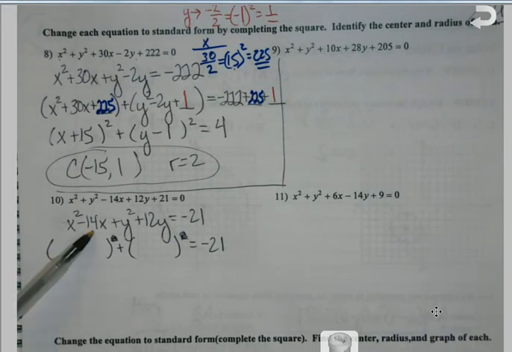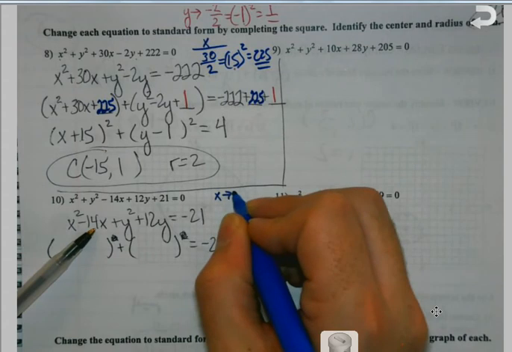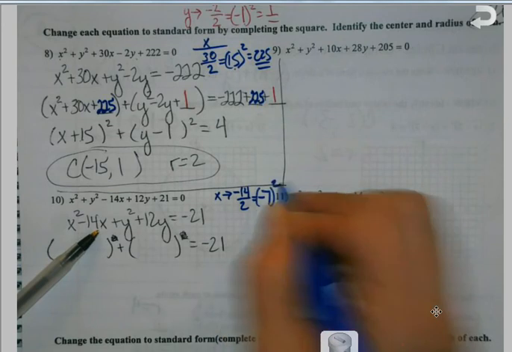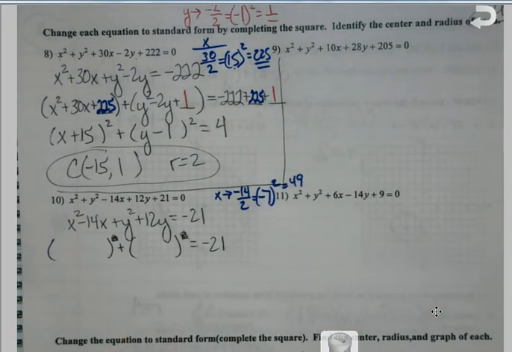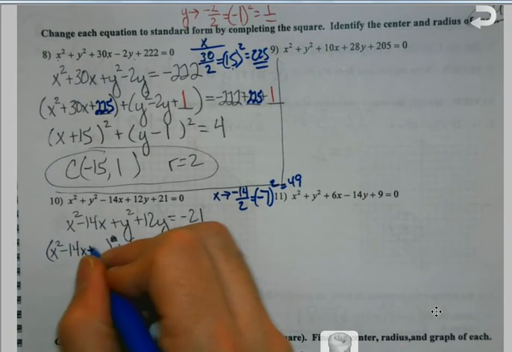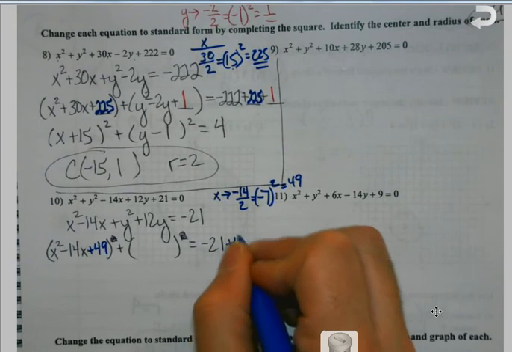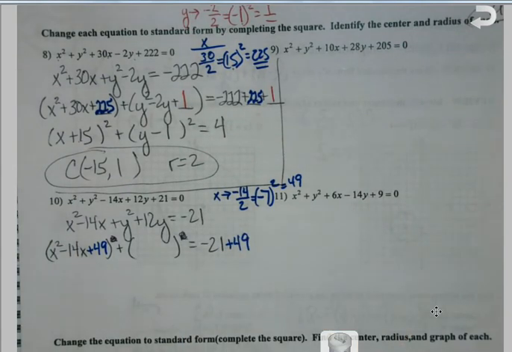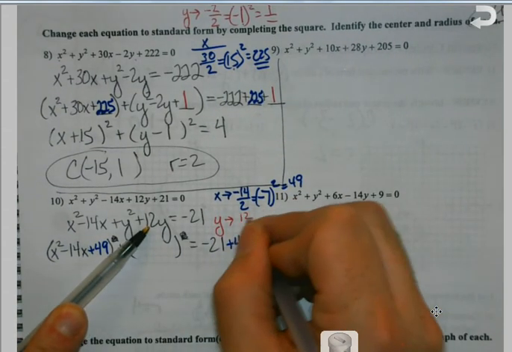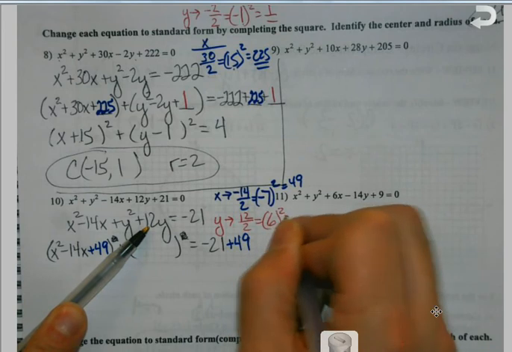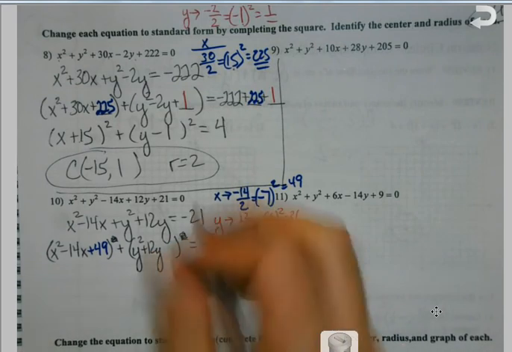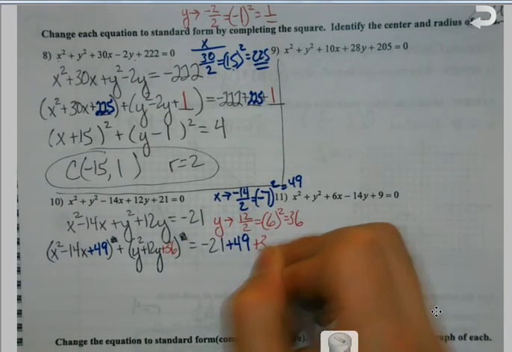Again, I look at my x value, take that number, divide it by 2, and square it. So I've got x squared minus 14x plus 49, which I will also add to the other side. For my y, I've got 12, so 12 divided by 2 is 6, and square that. And again, what gets added to one side gets added to both.